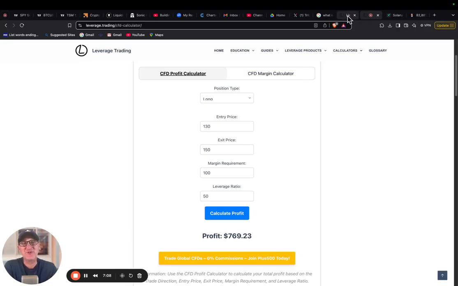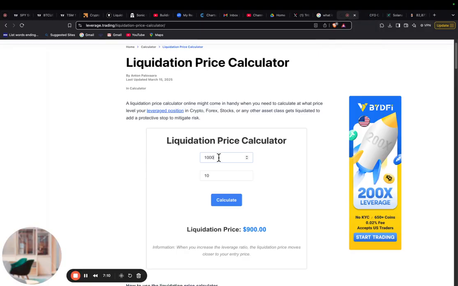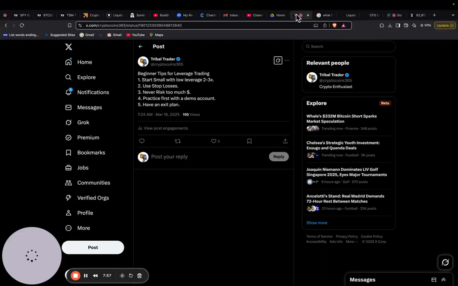If we come back to the liquidation level here, and that was a $5,000 trade at 50x, you would be liquidated, ouch, as soon as the trade lost $100. So you could be liquidated quite quickly on that position. Okay, so that's number one: start small with low leverage, 2 to 3x.